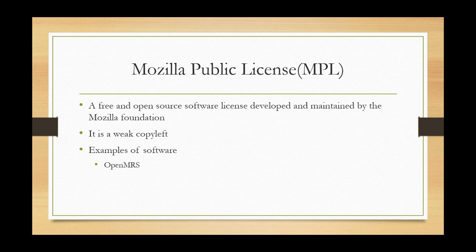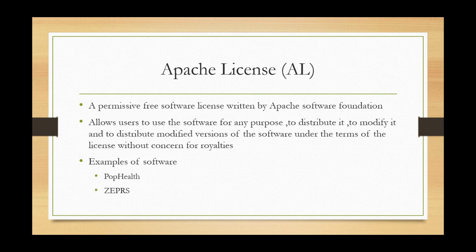And why is it in between? Because it seeks to balance the concerns of people that develop proprietary software and the people that develop open source software. So it is the license for Mozilla Firefox, it is the license for Mozilla Thunderbird, and even other Mozilla softwares. In healthcare, a software that uses Mozilla Public License is OpenMRS. Another type of license that we talk about is Apache license.